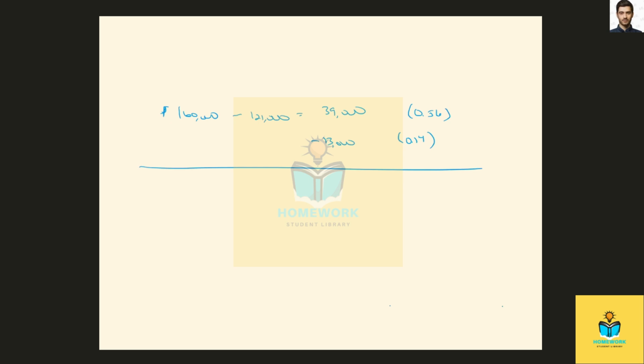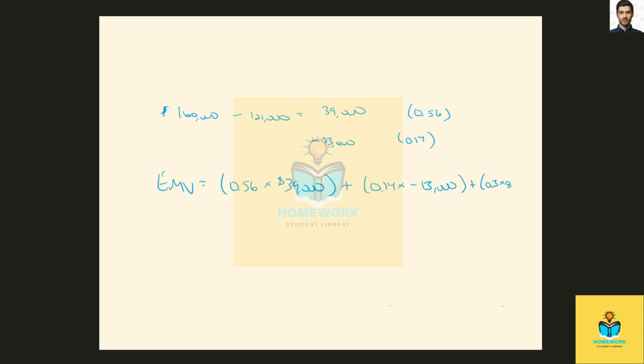Now, the EMV then for a $160,000 bid would be equal to a 0.56 probability of making $39,000, plus a 14% probability of losing $13,000, and then plus a 30% probability of losing $8,000. And this totals to $17,620.